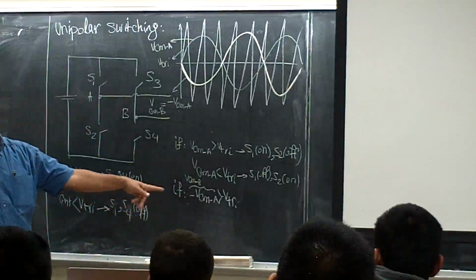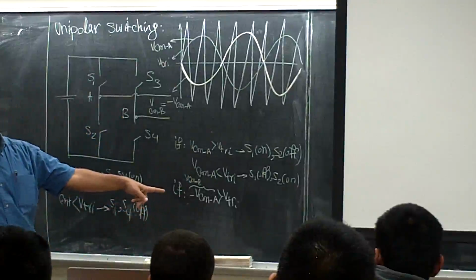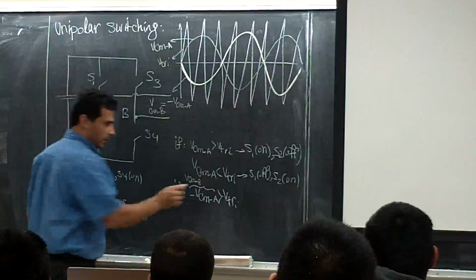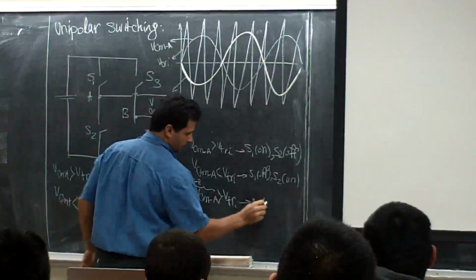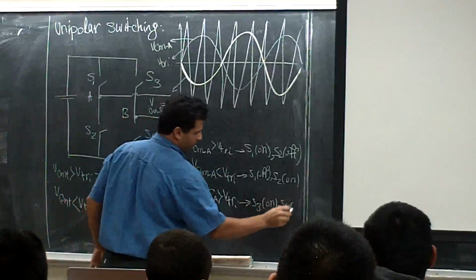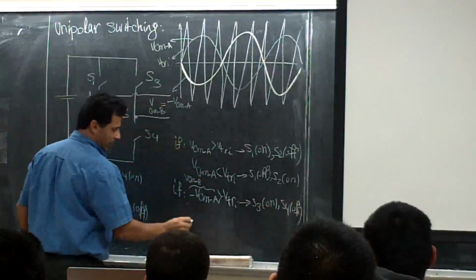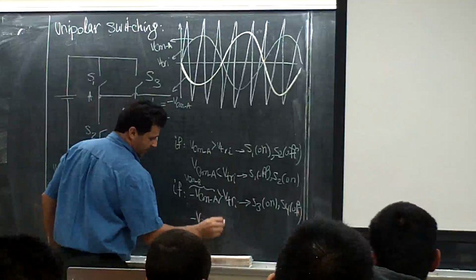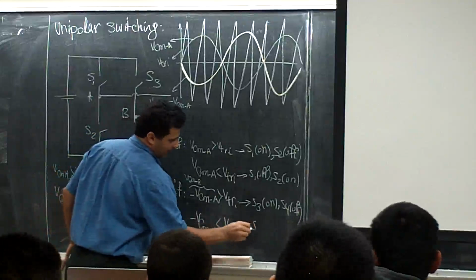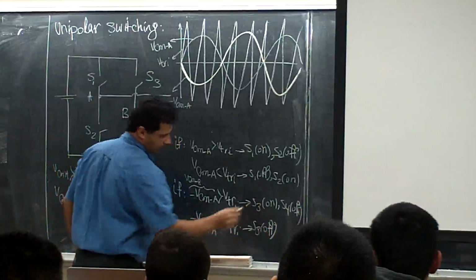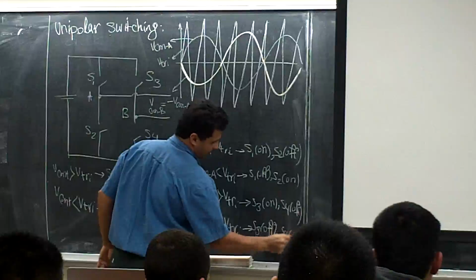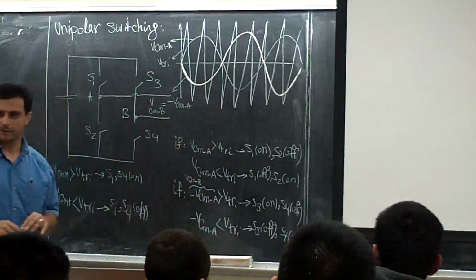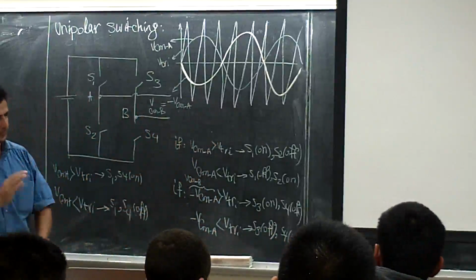If VCon B is more than VTRI, which switch is on? S3 is on, right? S3 is on and S4 is off. And vice versa. If minus VCon A is less than VTRI, S3 is off and S4 is on. You may say, okay, what's the difference between this one and that one? Now let's look at the difference here.